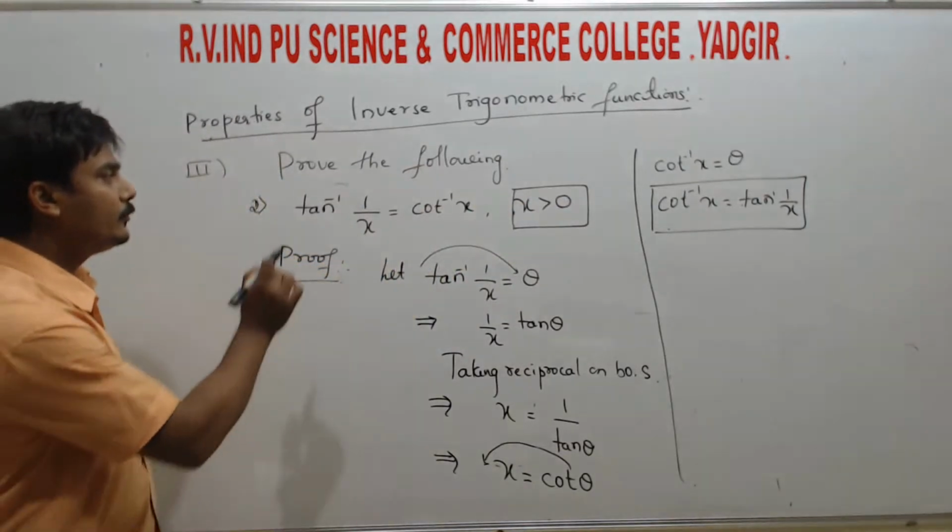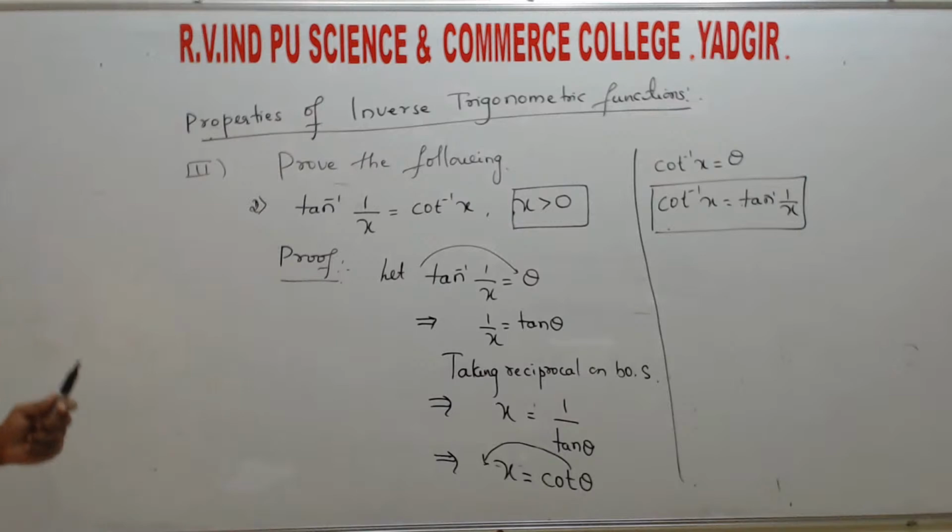Now, how do we do it? We have taken LHS as theta. What is there at the left hand side? In the left hand side we have tan inverse 1 by x. How can we take tan inverse of 1 by x as theta?